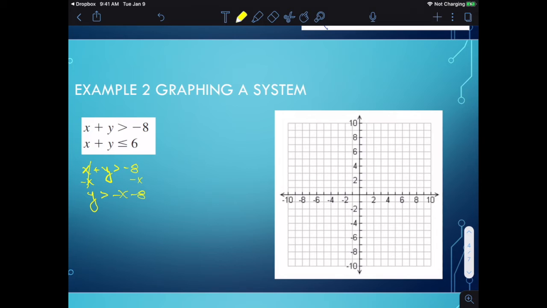And the other one is going to be x plus y is less than or equal to 6. And so I'm going to subtract x again, subtract x. X goes away here, and I have y is less than or equal to negative x plus 6. So let's go ahead and graph those now.